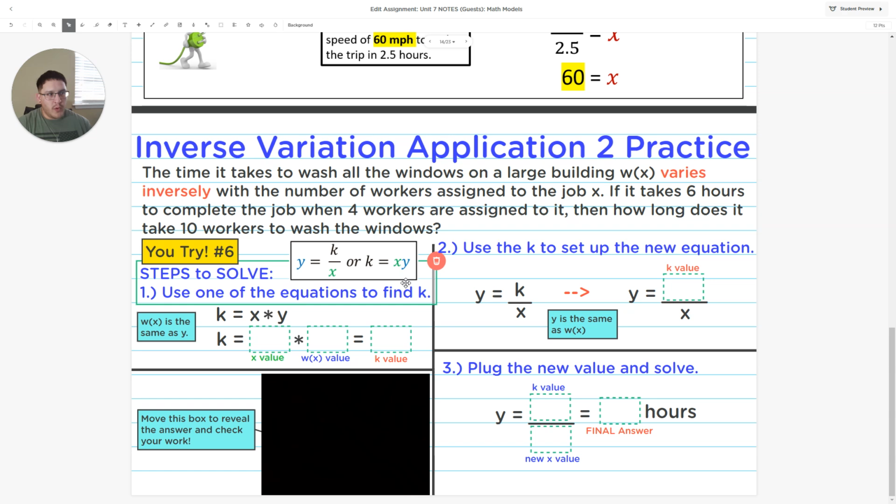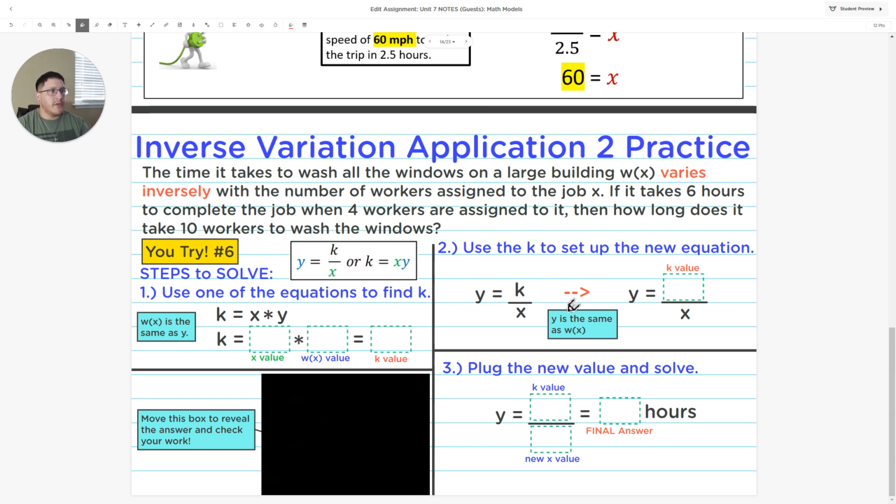So step 1, use one of the equations to find the K value. Typically the second one is the easiest. After you plug in the X and W of X values, you'll get the K value. Step 2, plug the K value into the equation and get your equation. Step 3, plug in the new value and solve. I'll just let y'all observe and see if y'all can do it. Plug in the values and then get your final answer. Move this box to see if you're doing things correctly.